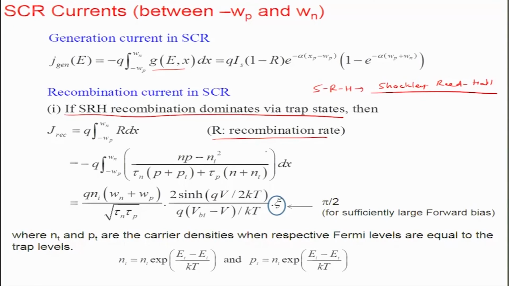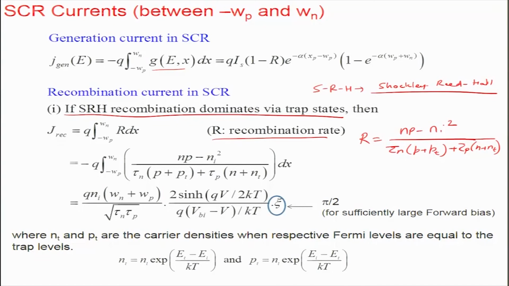For the Shockley-Read-Hall mechanism, the recombination rate is given by this expression that we wrote earlier also: R is equal to (np minus ni squared) divided by [tau_n (p plus Pt) plus tau_p (n plus Nt)]. This is the expression where np is the carrier electron and hole concentration, ni is the intrinsic carrier concentration, tau_n is the lifetime of electron, Pt is the hole trap density, and Nt is the electron trap density.